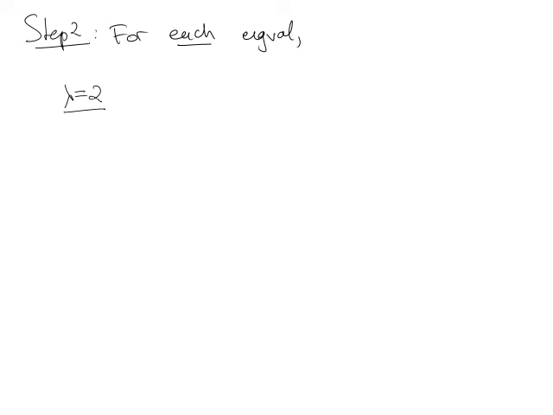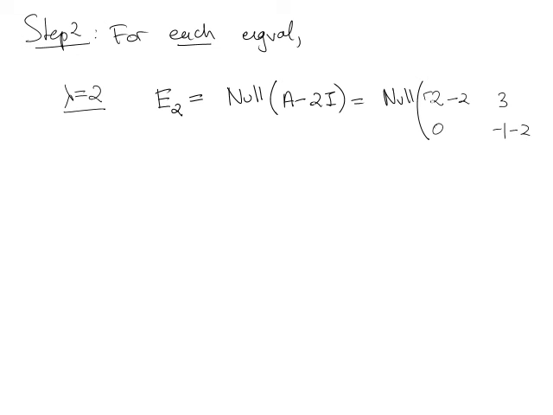So let's look at the two eigenvalues. The first one is lambda equals 2. In this case, what I'm interested in is E2, the eigenspace corresponding to 2. That's the null space of A minus 2 times the identity. So that's the null space of what matrix? Let's just write it down. The original matrix was 2, 3, 0, minus 1, and I'm subtracting twice the identity, so I'm going to subtract 2's on the diagonal. Well, that's just the matrix 0, 3, 0, minus 3.